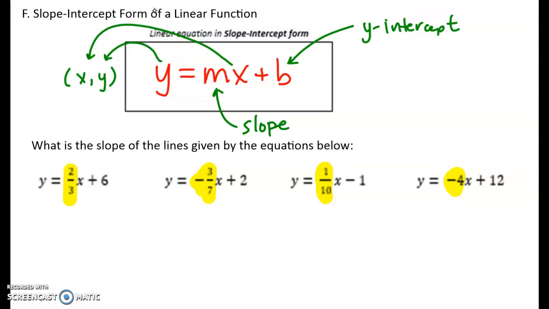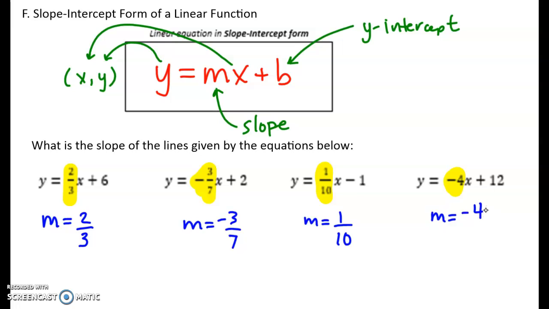So if I'm going to write my answers in, I would have m is equal to 2/3. This is a positive slope. That line will be going upwards. Here, m is equal to -3/7. M here is equal to 1/10. And here m is equal to -4.